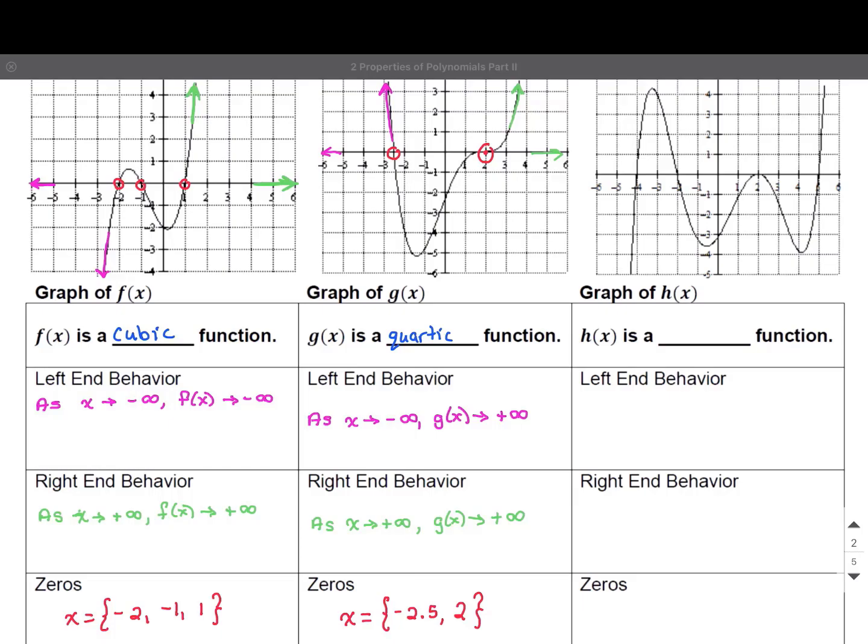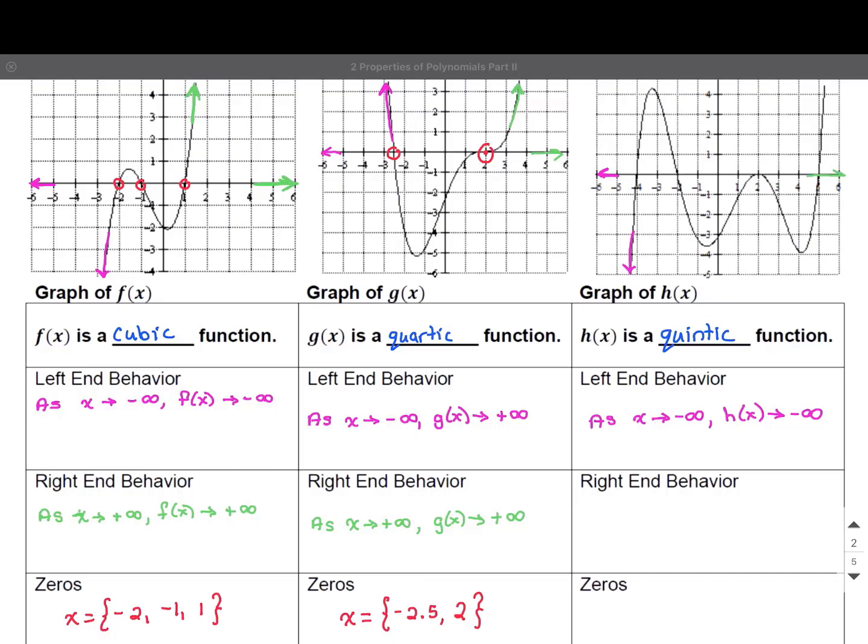Now let's take a look at the graph of h of x. H of x is a quintic function. So remember, a quintic function is a 5th degree polynomial. So now this 5th degree polynomial, we're going to look at the left end behavior. As we go off to the left, the x's are getting smaller without bound. What's happening to our function values? As we go off to the left, the graph is falling, so we say h of x values are also headed to negative infinity.